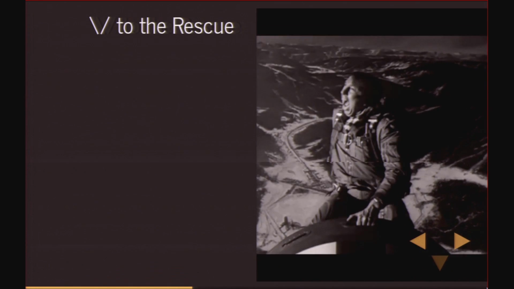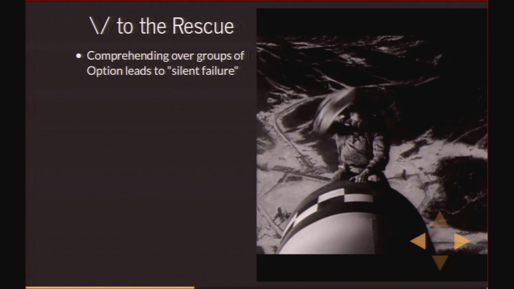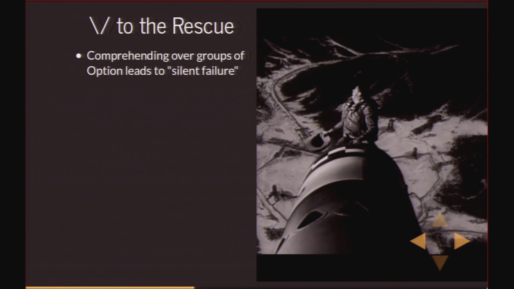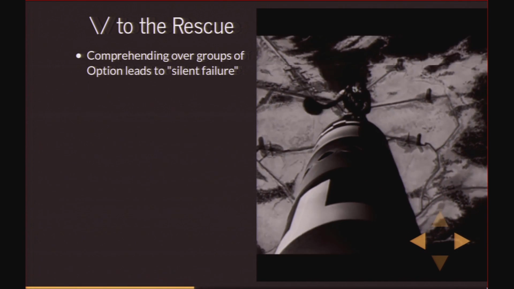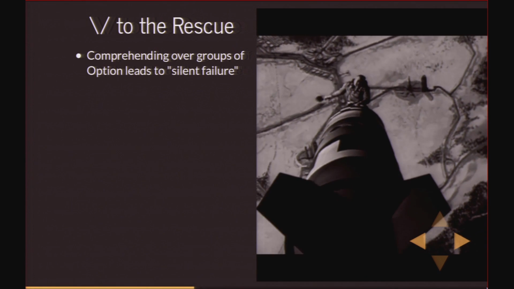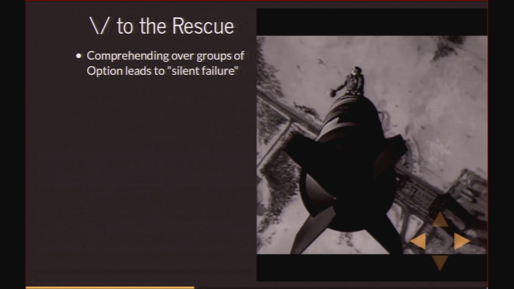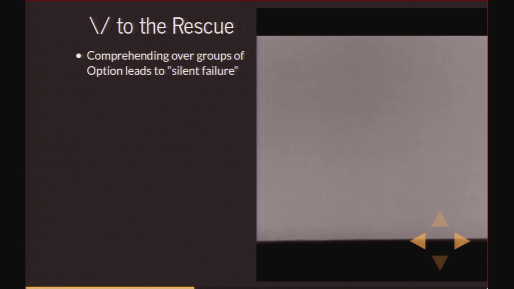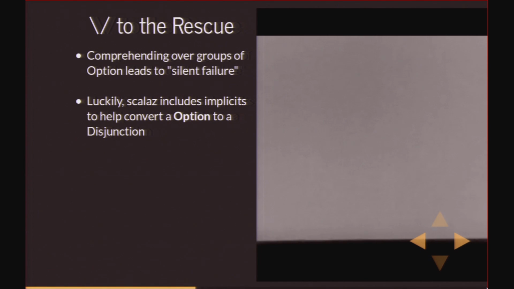We can solve this with disjunction. So comprehending over groups of Option leads to silent failure. We're not always sure why something failed or where it failed. And I realize that the animation is more distracting. Luckily, it's over. I could have put the sound on, if that helps.